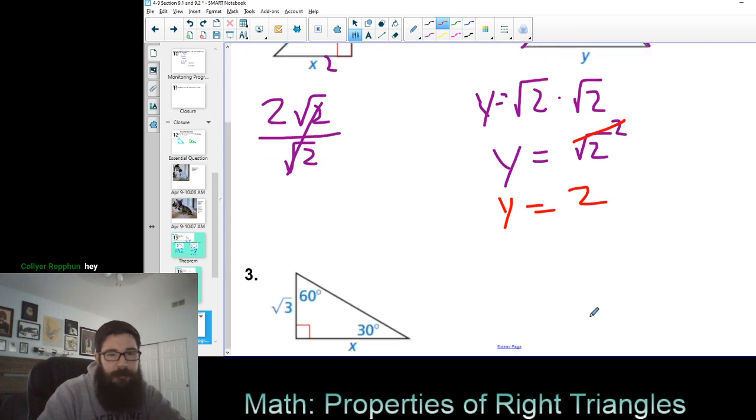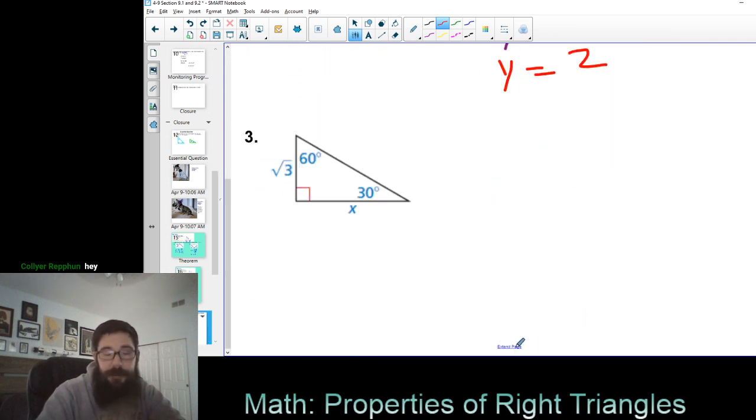Let's look at number 3. This one is labeled 30, 60, 90. You could also kind of figure that out. Well, maybe we wouldn't necessarily know, because we would have to have enough information to know for sure the legs aren't congruent. I'm given the short leg right here, which is square root 3 because it's opposite of that 30.